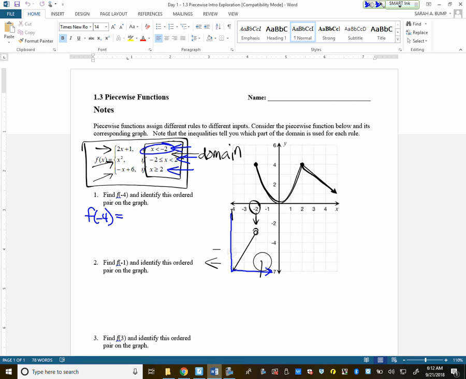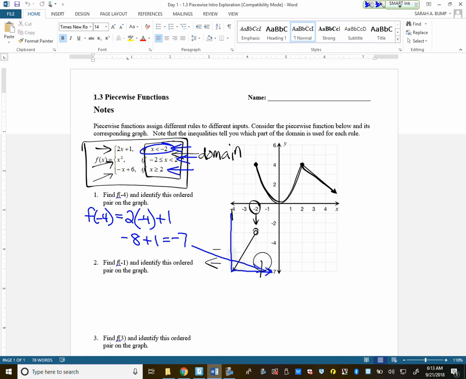So I'm going to sub it into the first piece. So we'll have 2 times -4 plus 1, which is -8 plus 1, which is -7. You'll see that matched up with the answer that we got on our graph. Same thing's going to work for all the other ones.